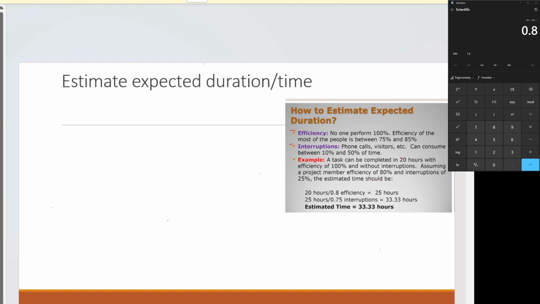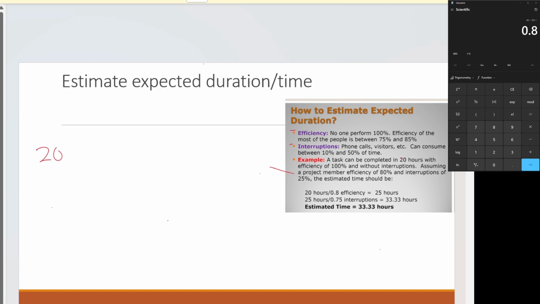A task can be completed in 20 hours with efficiency of 100% and without interruptions. Assuming a project member efficiency of 80% and interruptions of 25%, estimate the time it would take for them to do the task. The first thing we always do with these examples is look at how many hours it would take with efficiency of 100%, which is 20. So I'm going to write here 20.